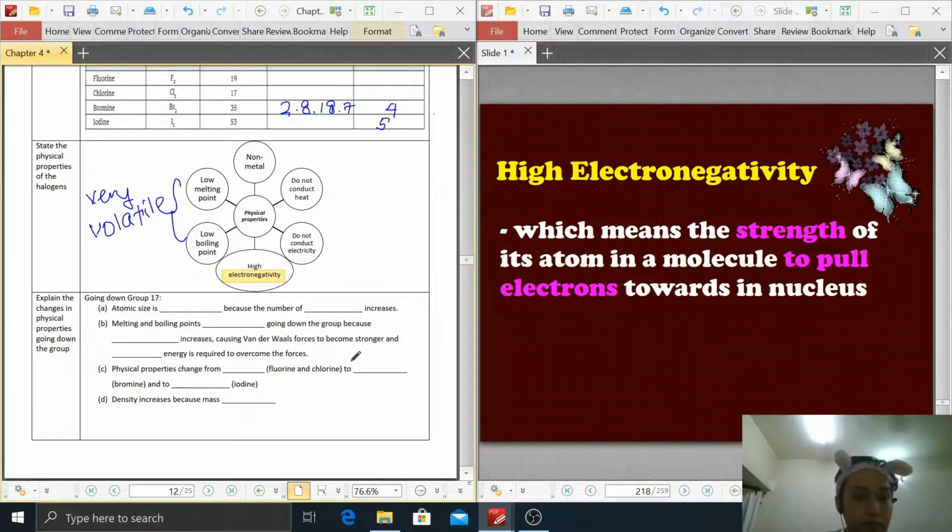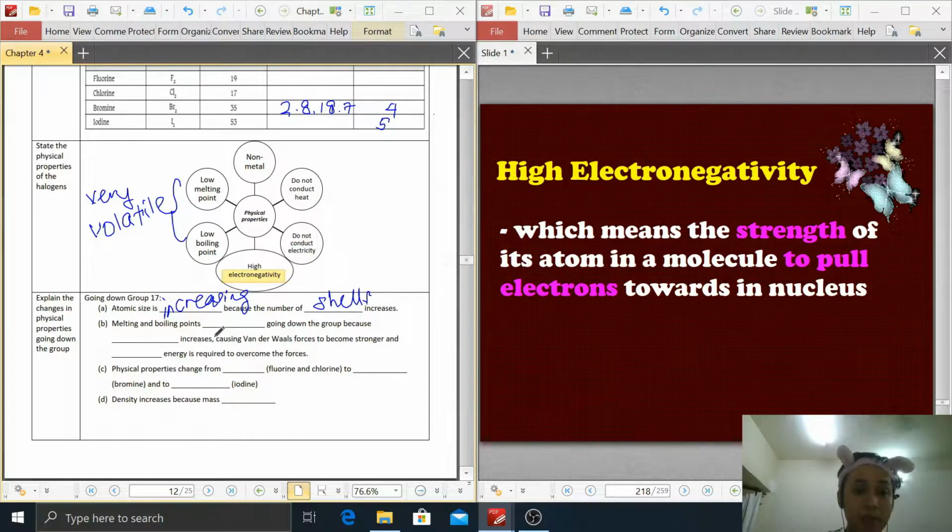Atomic size. Remember in your periodic table, as you go down, the number of shells increases. Therefore, your atomic size is always increasing. It doesn't matter which group. As you go down the group, size definitely will increase.